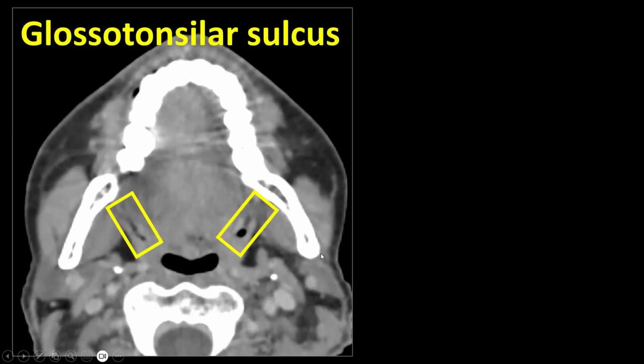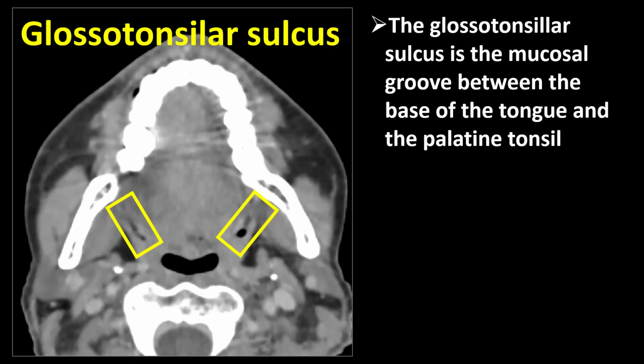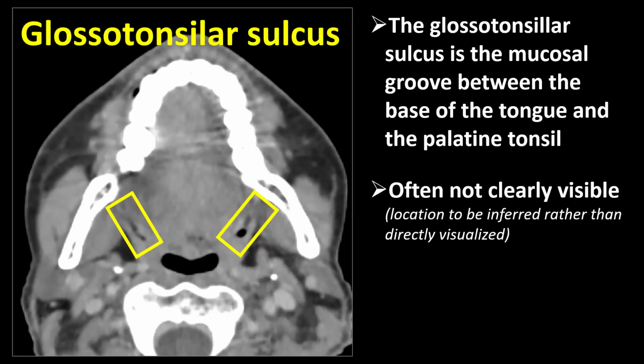Yes, it is this very fine mucosal recess called the glossotonsillar sulcus. And what is the glossotonsillar sulcus? It is a very small mucosal groove located between the base of the tongue and the palatine tonsil. It's actually often not clearly visible on imaging studies because the mucosa lies completely opposed to one another. Here we can kind of see it because we see some air lining it, but in a lot of cases you can't really see it.